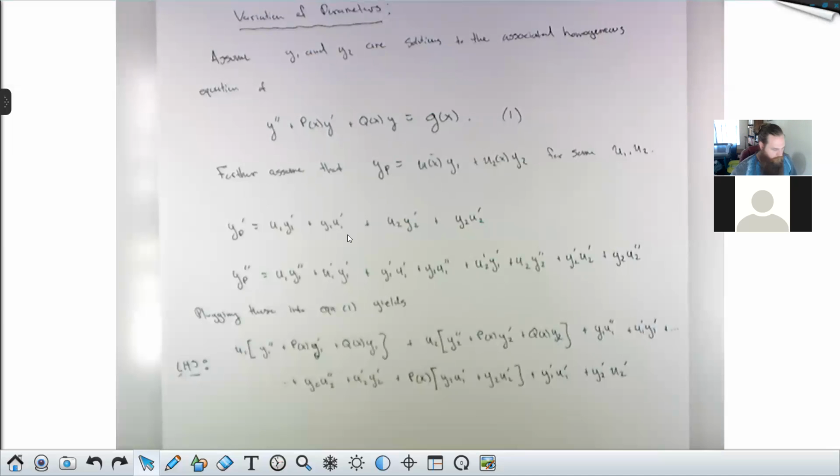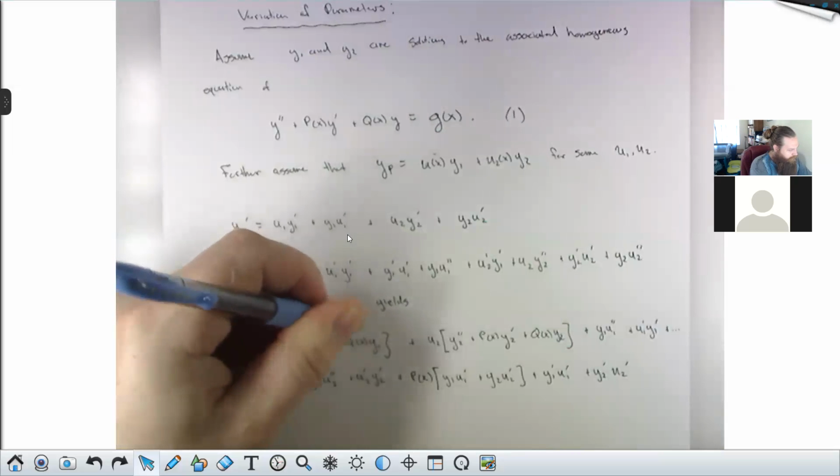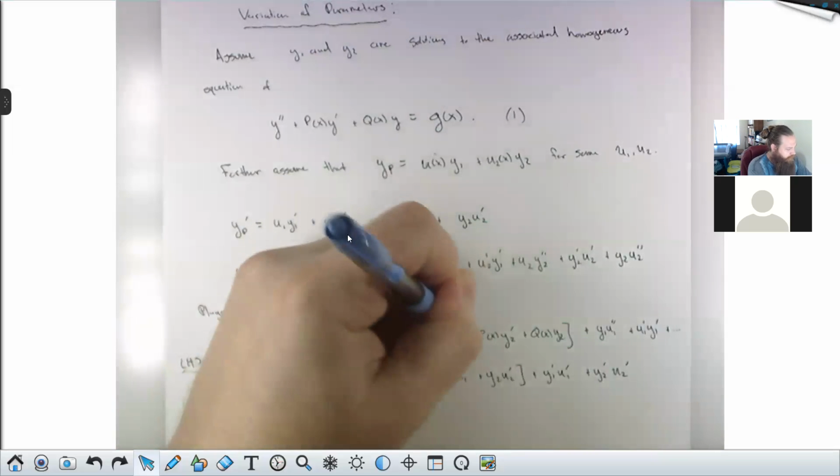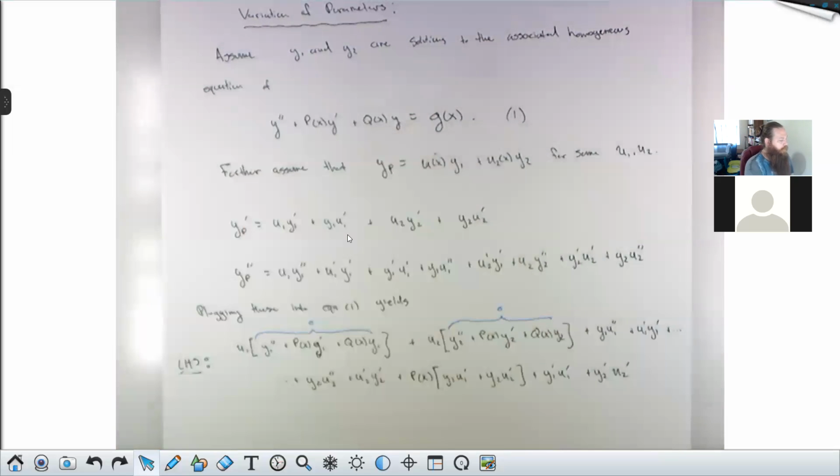Some neat things to observe. Because y1 and y2 are solutions of the associated homogeneous equation, these two bits here are 0. That's what it means to say y1 is a solution of the homogeneous equation. When you plug y1 in here, you get 0. Y2 is a solution of the homogeneous equation, plug y2 in here, you get 0. So these two terms are going to drop out. And then some of what's left can be understood as derivatives of other things.